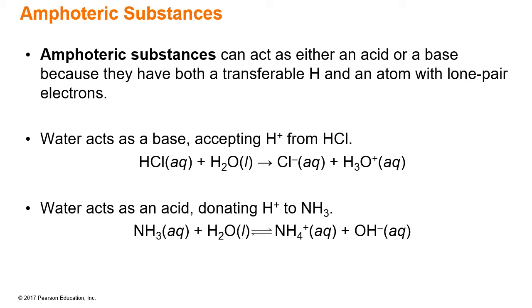You may have noticed in the previous slide that the water acted both as an acid and as a base. This is what we call an amphoteric substance because it has a hydrogen that can be transferred. That makes it able to donate a hydrogen, acting as an acid, or it has an extra lone pair that allows a hydrogen to be accepted. So water, when it's accepting hydrogen, is a base; when it's donating hydrogen, it is an acid.